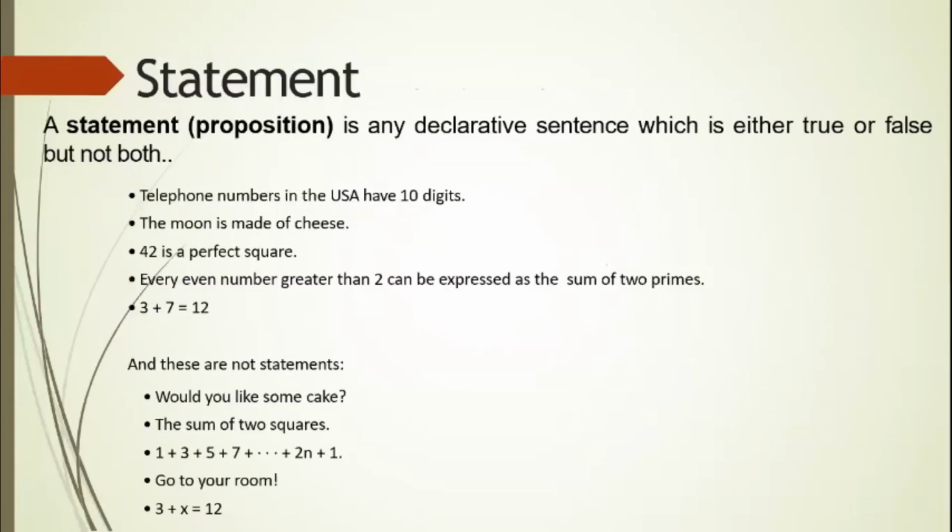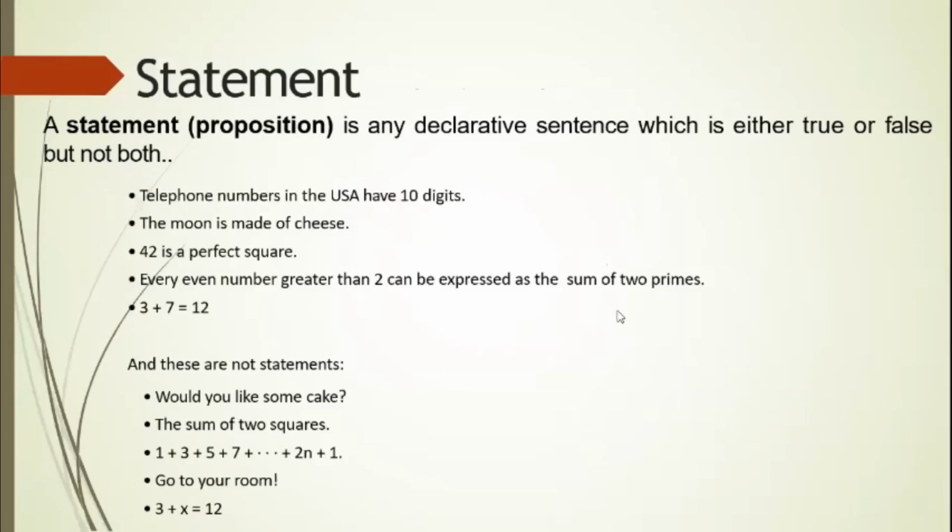Okay. A statement or a proposition is any declarative sentence which is either true or false, but not both. So when we say either true or false, but not both, we cannot have an answer that is both true and false at the same time. Okay. So just either true or false.